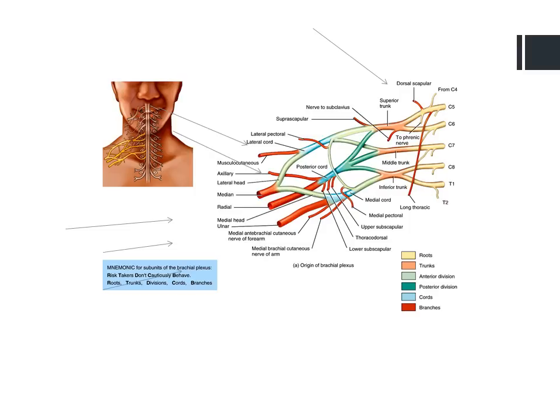etc. And then all along the chords, several smaller nerve branches branch off, and these are named peripheral nerves, such as the upper subscapular nerve, the thoracodorsal nerve, the lower subscapular nerve, and these supply muscles and skin of the shoulder and also the superior part of the thorax.